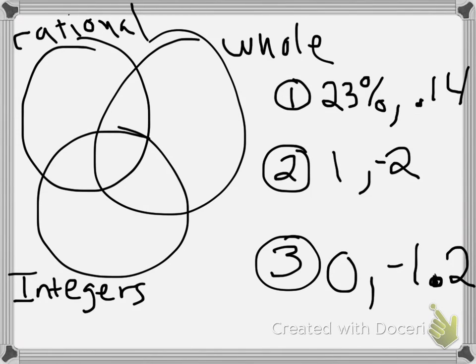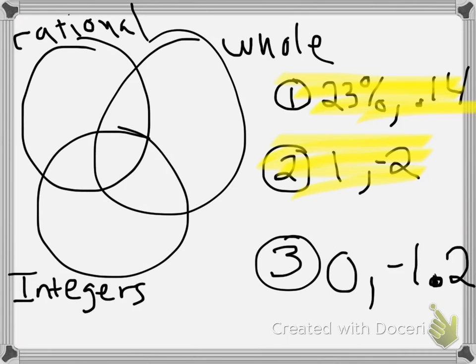Alright, here what we have is your homework for tonight. So what I would like for you to do is draw the Venn diagram like we did in class today and answer the questions. Your question number 1 is these two numbers. So if you look over here, we have 23% and 0.14 or 14 hundredths.